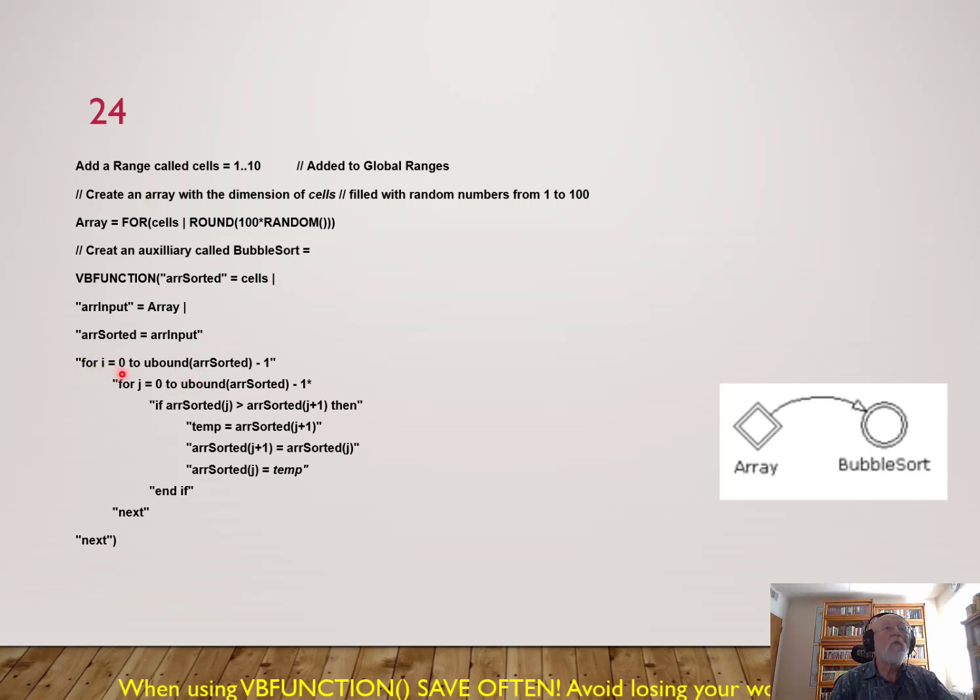So here I'm running for I equals 0 to the upper bound on my array minus 1. Why? Because VBScript, when it deals with arrays, orders the elements starting with the number 0. So instead of going 1 to 100, it will go 0 to 99. And that's why I have to take the upper bound, which is 100, and subtract 1 to get 99. But this is a traditional bubble sort. You can find this algorithm almost anywhere on the internet.